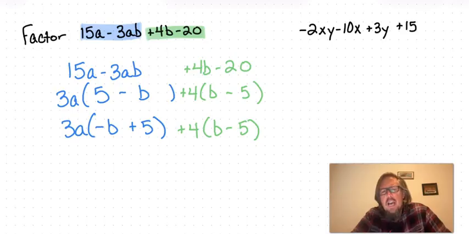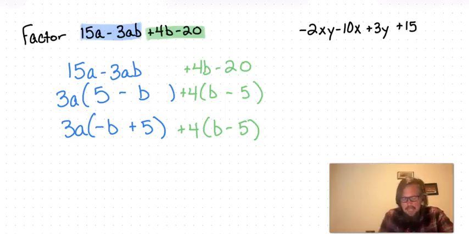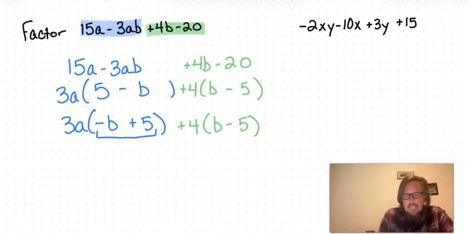And so I really want both of them to either be negative b plus 5, or I want both of them to be b minus 5 so they're the same. And I actually can do that if I do a tiny little bit more factoring here. This negative b plus 5, I'm going to factor a negative 1 out of that set of parentheses. So a negative 1 is going to come out in front here, making this 3a a negative 3a instead. And that's going to change this to a b minus 5.